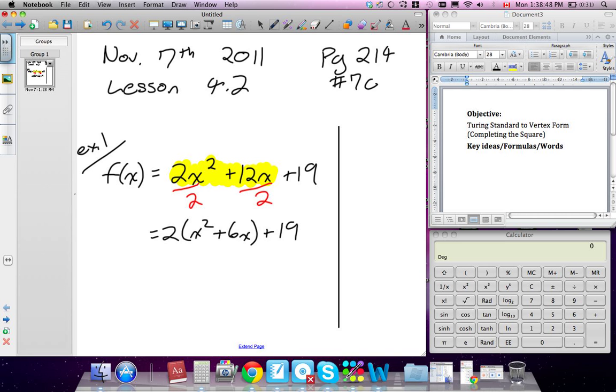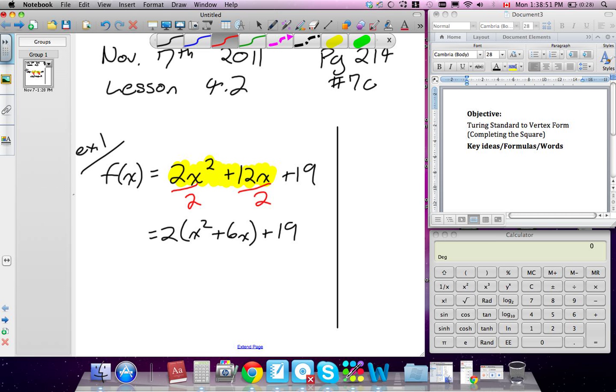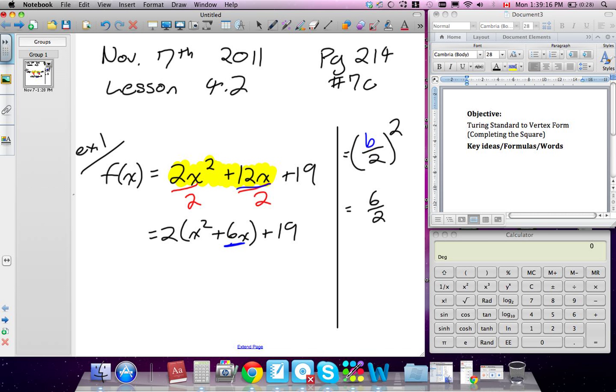Okay? Now that we've done that, what's important is our b value, which used to be 12x, is now 6x, or the number 6. The formula I need you guys to remember is we take b divided by 2 and we square it. So since b is 6 in this formula, we put 6 divided by 2, which will give us 3. 3 squared is the number 9. This number 9 is very important because we're going to add and subtract the number 9 inside the brackets.